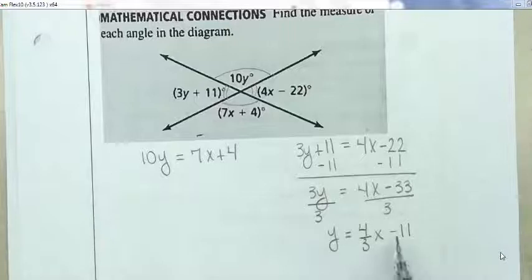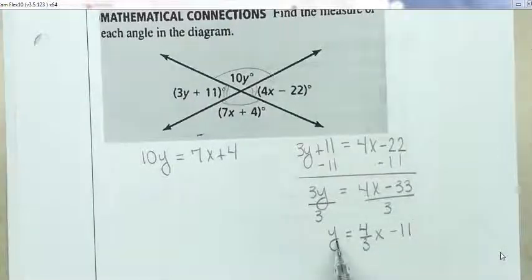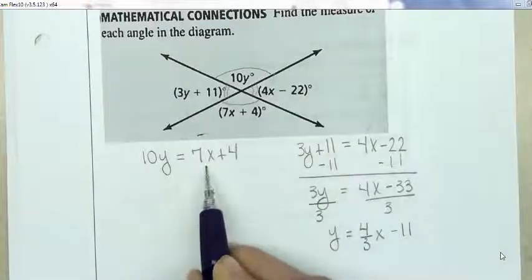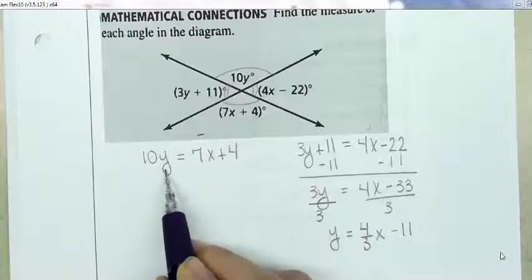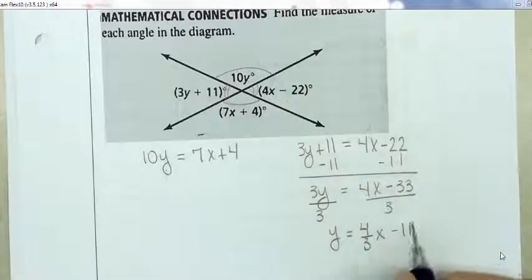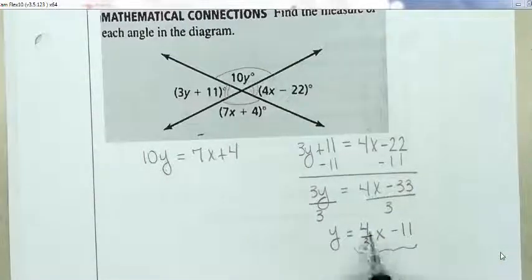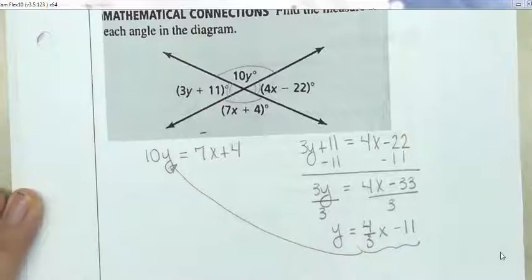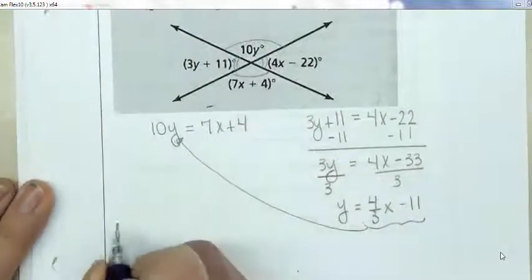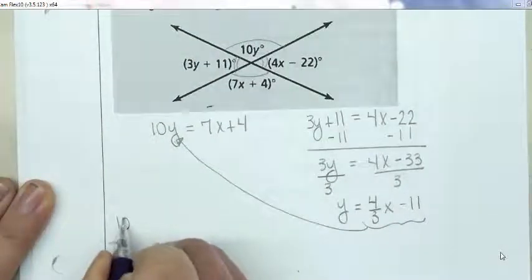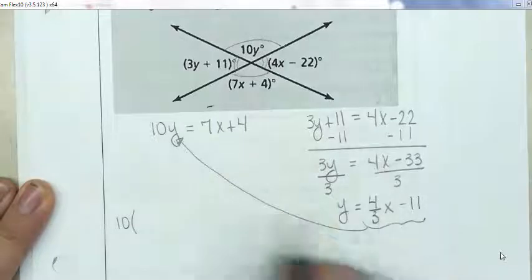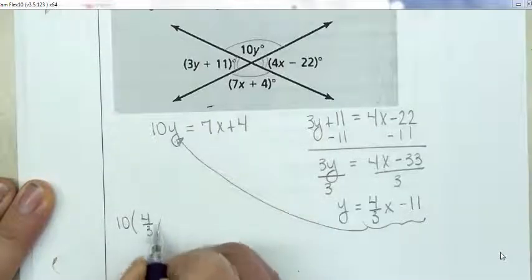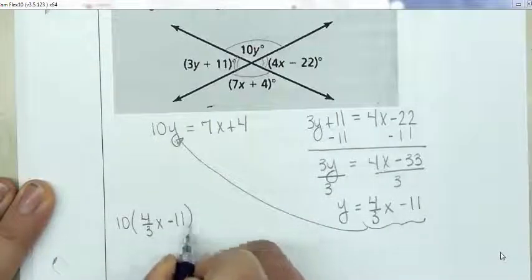Okay, so what I'm going to do now is take this value for y that I have, and substitute it right into here, for y. So I'm going to take this value for y, this 4/3 x minus 11, and basically plug it in or substitute it in where y is right there. So that's going to give me 10. Now, instead of putting y there, I'm going to put 4/3 x minus 11.